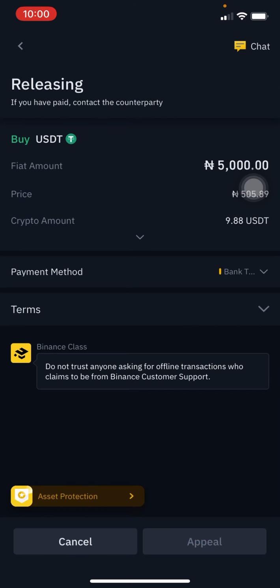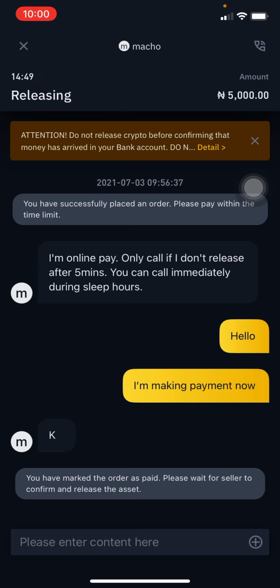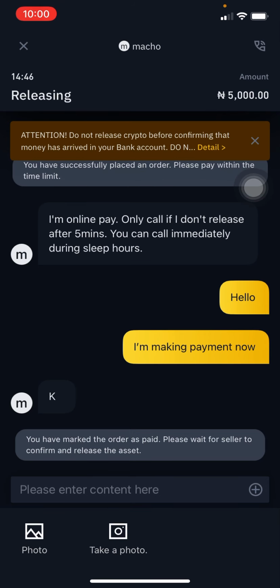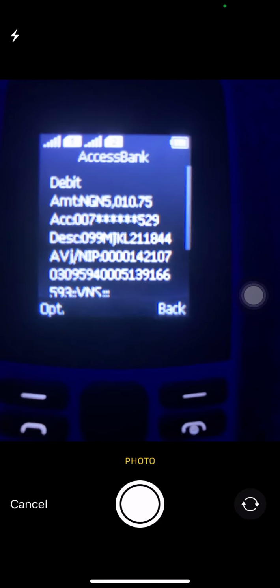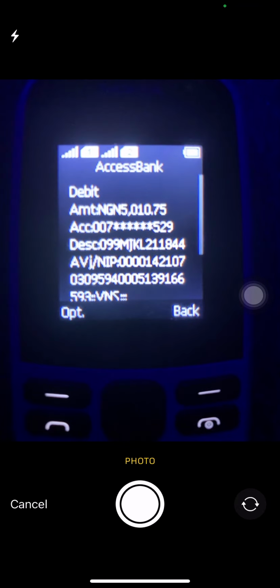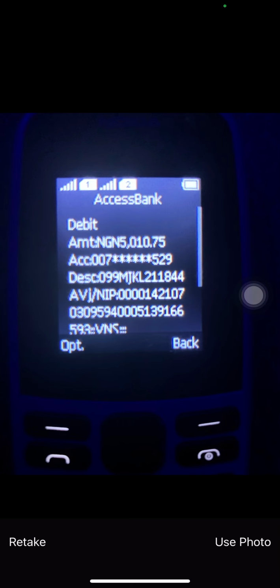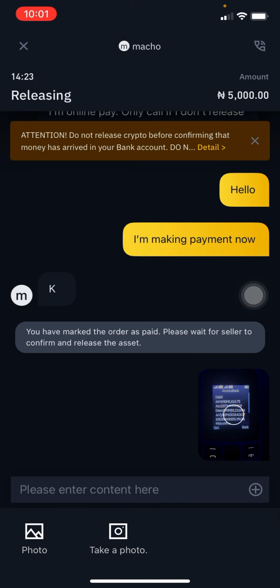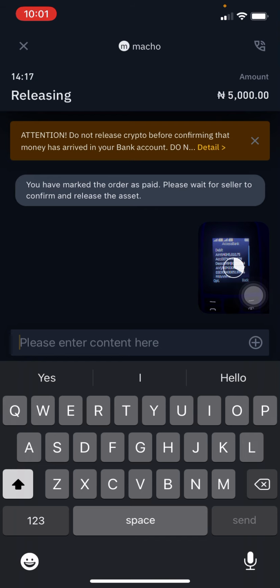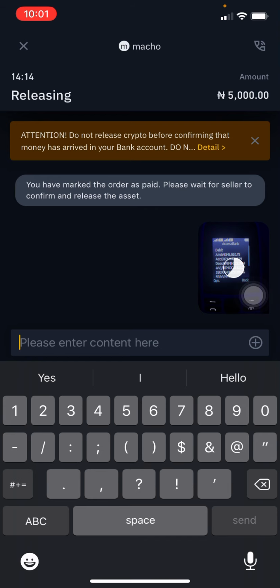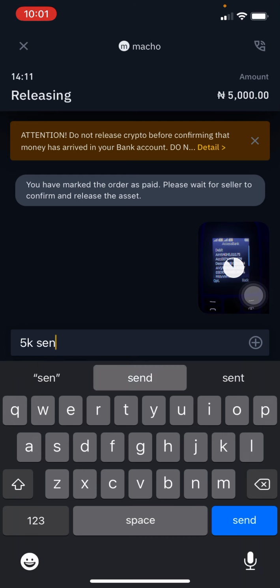Then next, I have made payment to this person. Okay, payment successful. So I need to send screenshots of my payment to this person. I can go ahead and click on that plus sign here. You can just snap using your phone. So you need to show proof of payment. Snap. Okay, send. So you can see, 5,000 sent.